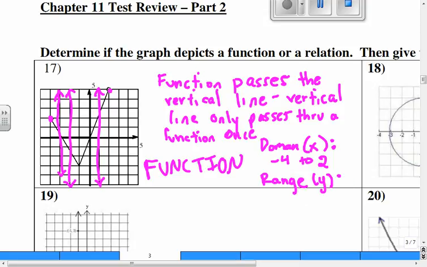Our range, our y values. Once again, this ends, so we don't have to worry about what would happen in the future. We just say, okay, it goes down to -3, and it goes up to 5. So our range is -3 to 5.